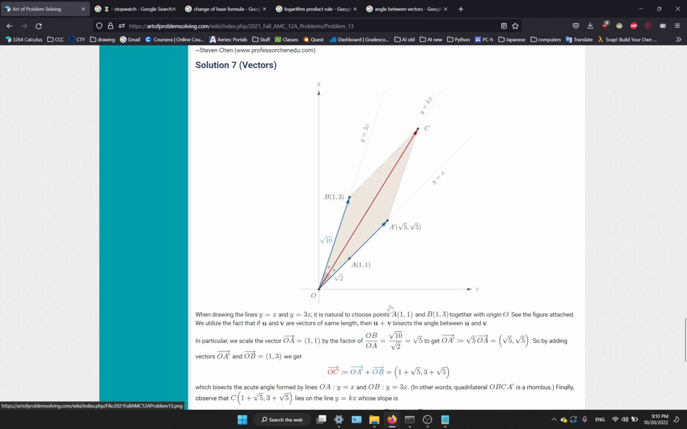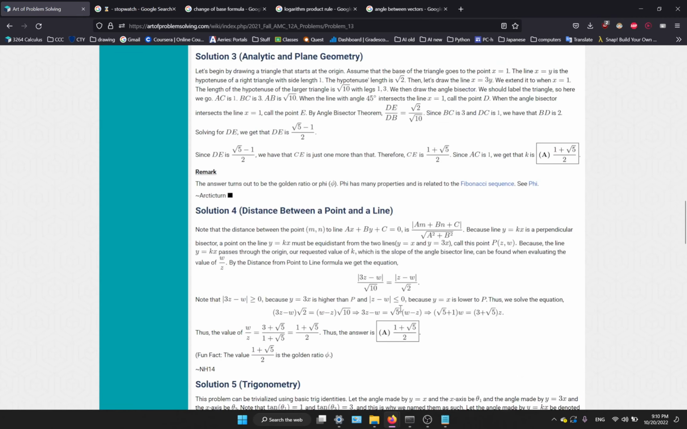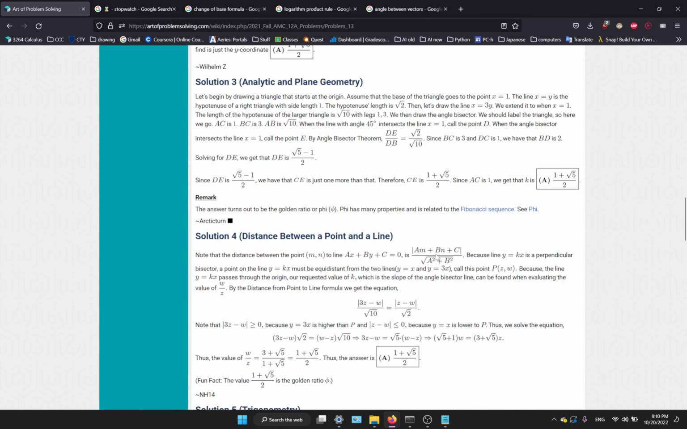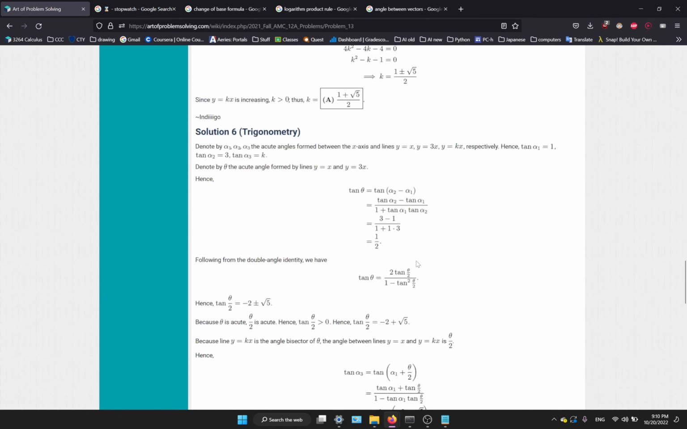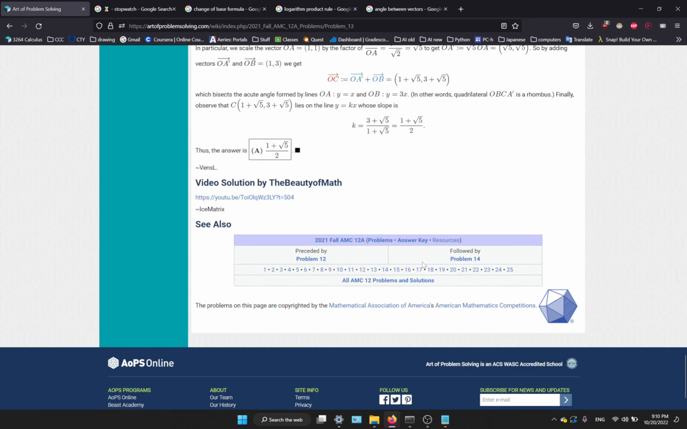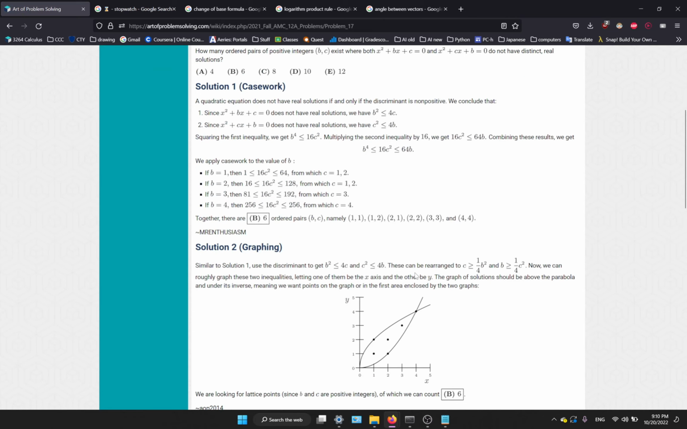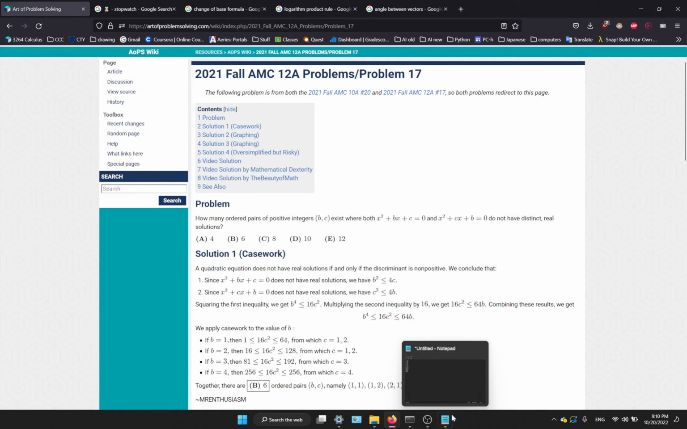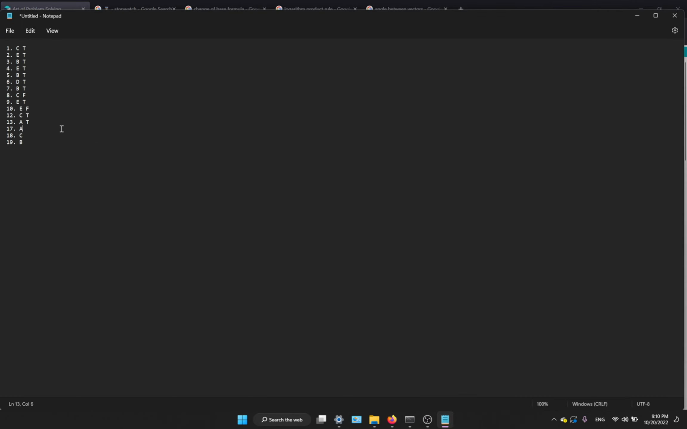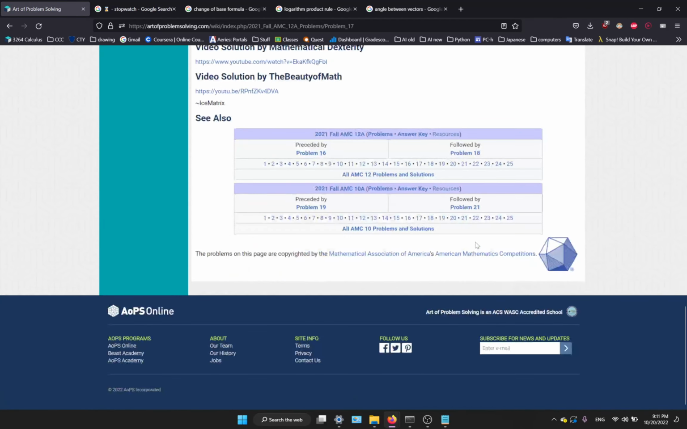Oh my god, there's no way these dudes are actually doing this crap. Well, just do the golden ratio. Distance between a point and line, I forgot that formula ages ago. Oops. 17, here we go. B. Okay, I actually guessed wrong. That's so sad. Damn. You get points off if you guess stupid answers. That's true though. I shouldn't have guessed that one.